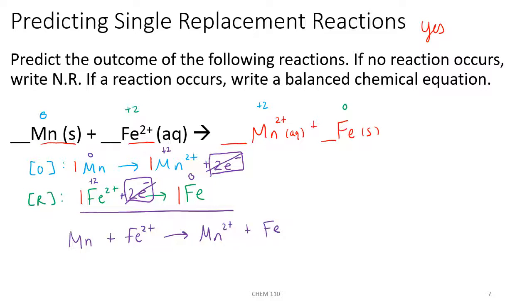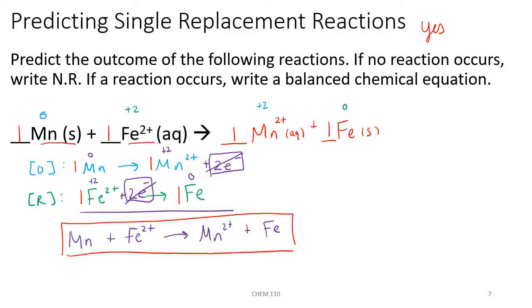So in this example, it just happens that our coefficients out front were all 1 to 1 to 1 to 1. That happened because our manganese became a positive 2 ion and our iron was also a positive 2 ion. That won't always be the case where our charges are the same, but in this example it was. So this represents our overall balanced net ionic equation.